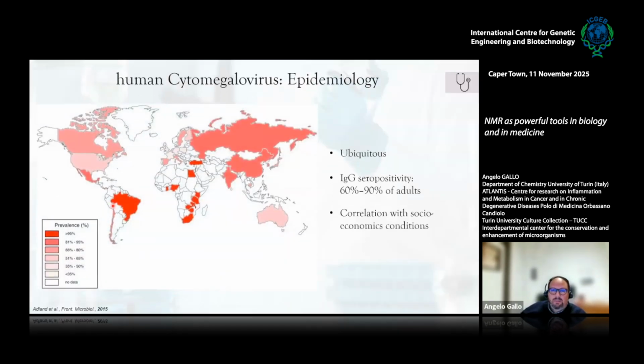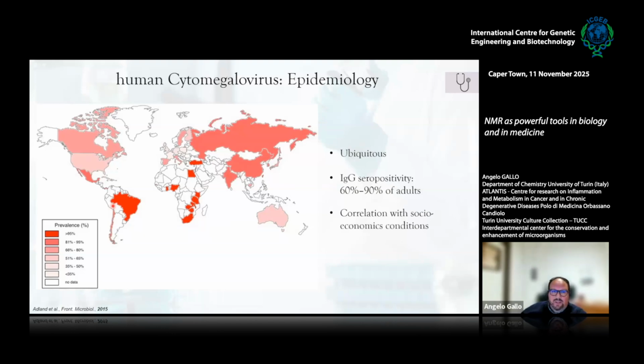Metabolomics. So I've been involved recently in the characterization of human cytomegalovirus for infants, and we discovered that this is ubiquitous. IgG seropositivity is between 60 and 90% of adults. As you can see, it involves mostly the western part of the world and the eastern, with some spots in Africa, and is correlated sometimes with socioeconomic condition. There is high prevalence in South America also.